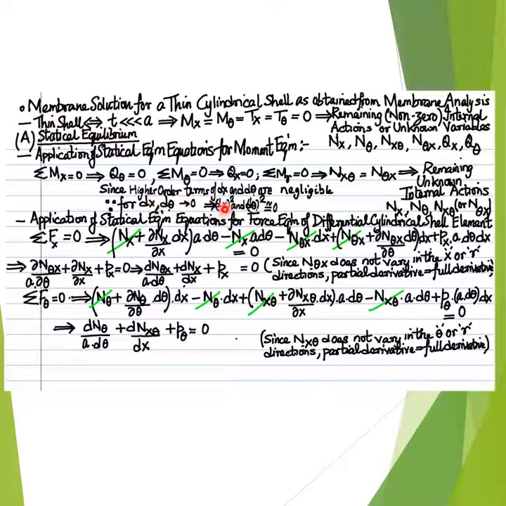Now that we have utilized all the three moment equilibrium equations based on the considerations of statical equilibrium of the thin cylindrical differential shell element illustrated in the previous slide, we have only three remaining unknown internal actions, which are nx, n theta, and one of the two, nx theta or n theta x.